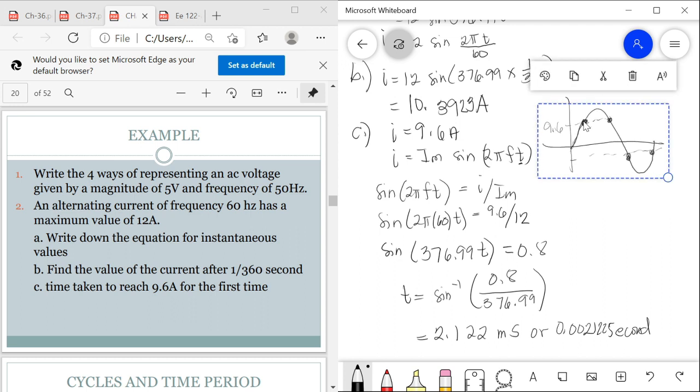So nandito. Pag second time dito, anong time niya marireach? Third time, fourth time?